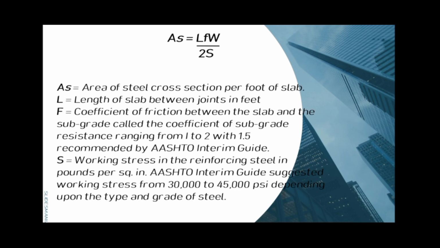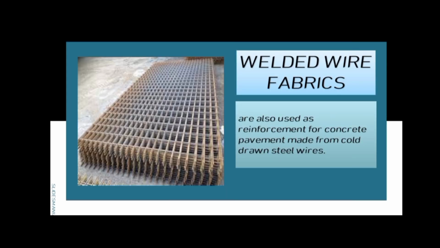The AASHTO interim guide suggested a working stress from 30,000 to 45,000 pounds per square inch, depending upon the type and the grade of the steel. One example is the welded wire fabrics. It is used as the reinforcement for concrete pavement, made from cold drawn steel wires. So, welded wire fabric looks like a screen. Based on my research, it is usually found in slabs. Then, its spacing is the same all throughout.